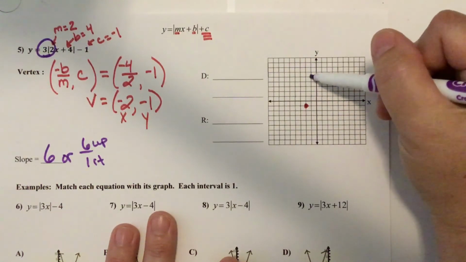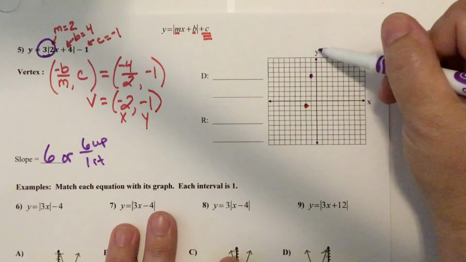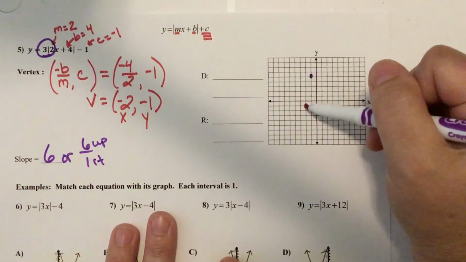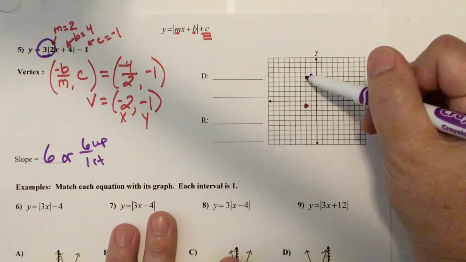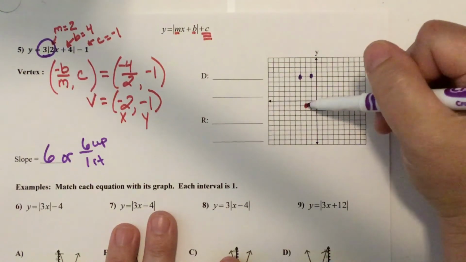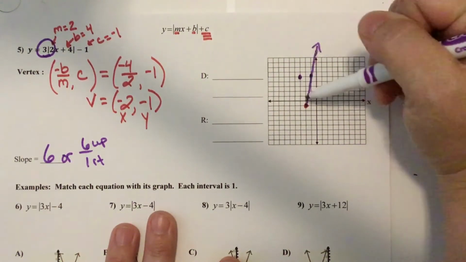and right 1. Now, I don't have room to do it again. I could eyeball it, but I'm just going to make the other half. So go back to the vertex, go up 6, but this time go left 1. Now make your V. Arrows on both ends.